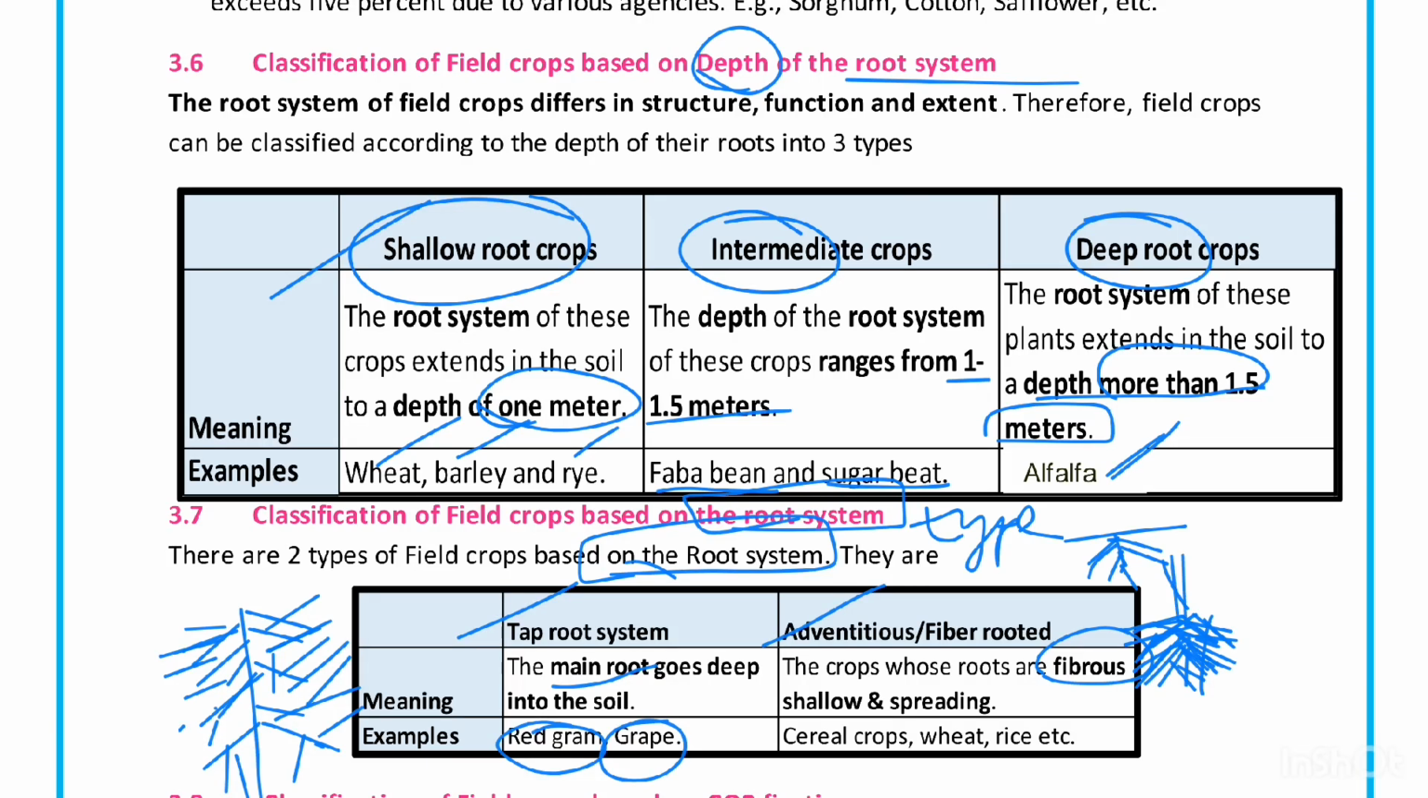Differentiate here that with main root or the root hairs. You will see that our roots look fibrous in nature, and they're like a brush. You can see here the brush-like structure below the stem, and that type of root system is known as fibrous root system. Examples are wheat, rice, and cereal crops.